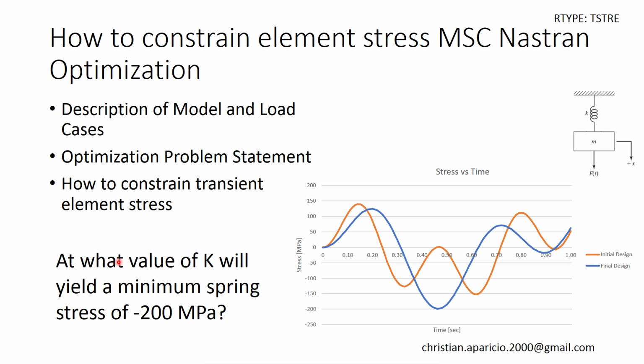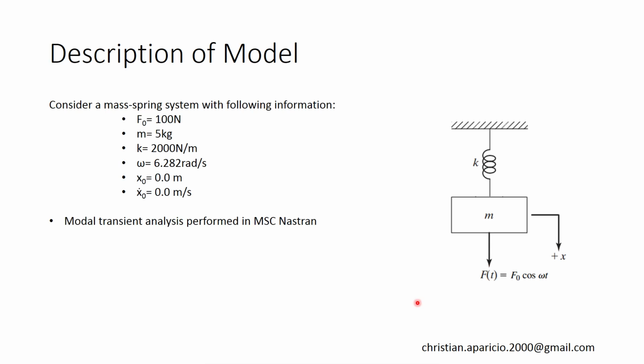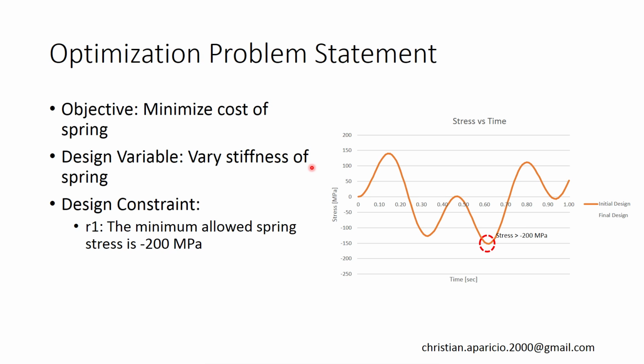Right now, the question I want to answer by the end of the video is: what value of the spring will produce a new stress plot where the stress in the spring is no less than negative 200 megapascals? Feel free to pause the video and look at the description of the model. This is the same one as before.